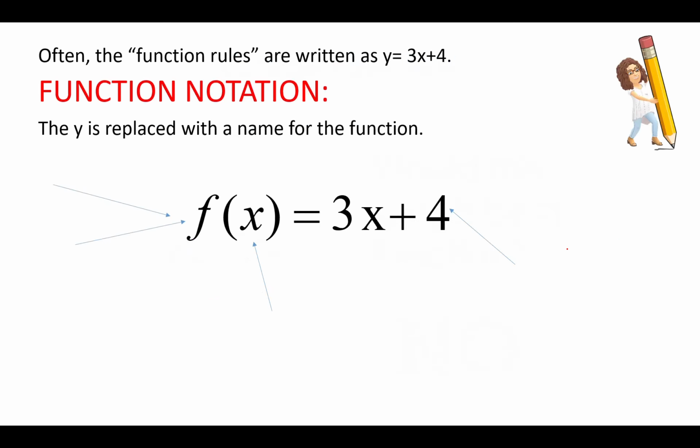Now, let's get further on to what is function notation. Very important stuff for us. Often our function rules are written in what's called function notation. Function notation is just a fancy way for us to notate that the function has a name. So our function notation looks something like this: f of x equals 3x plus 4.